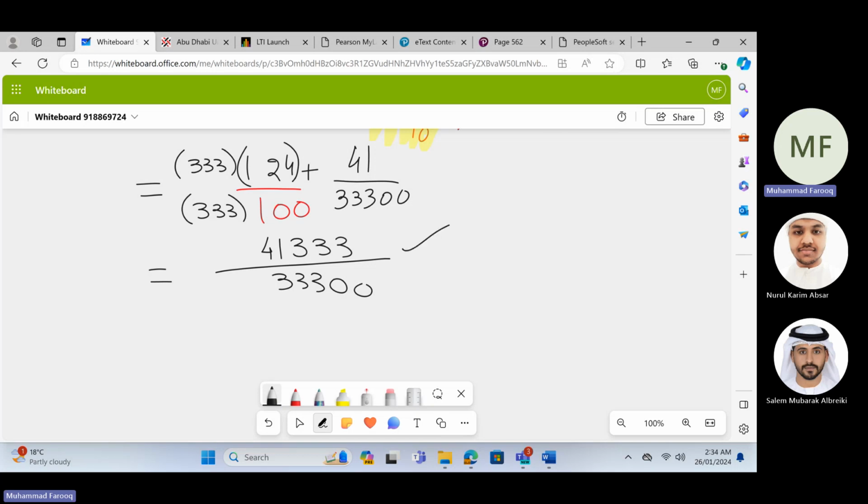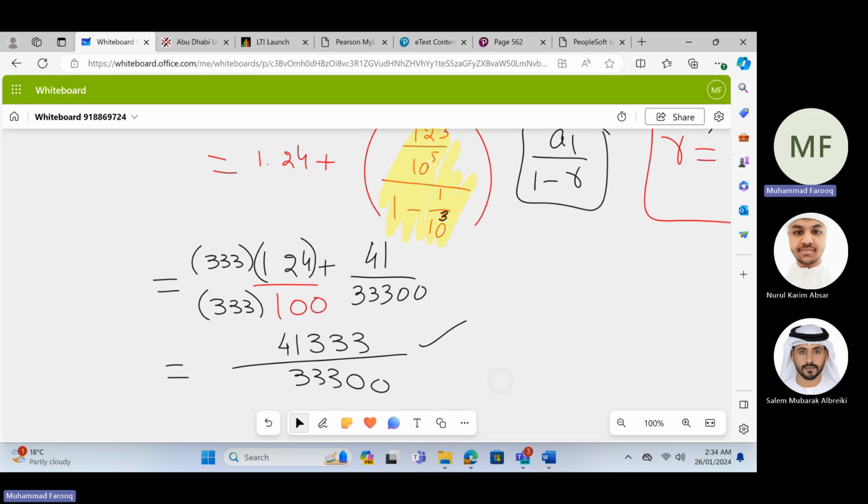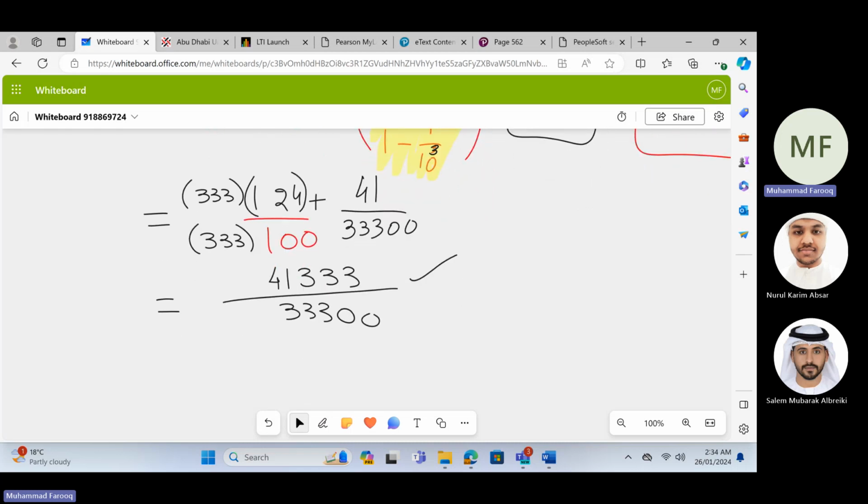This is the answer. What happens if we stop before the step? No, please, we need the complete answer. We need the ratio of two integers, up and down. This is the format. Ratio of two integers, please.